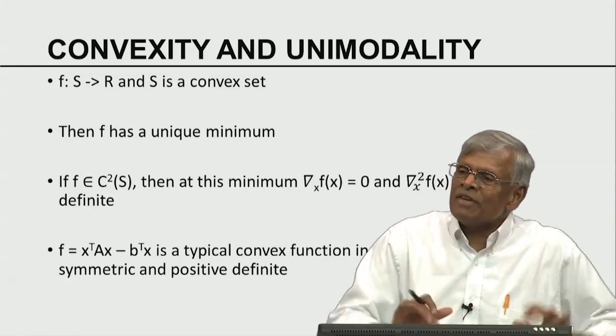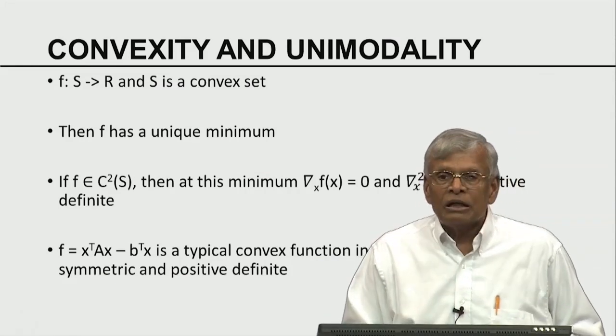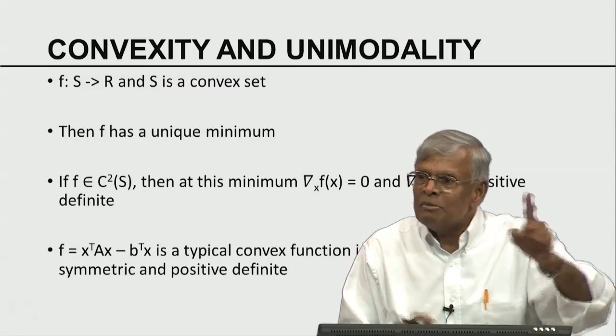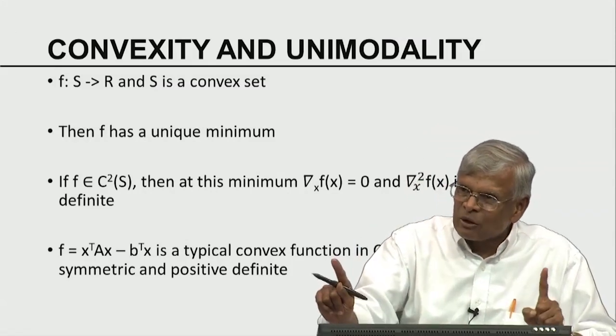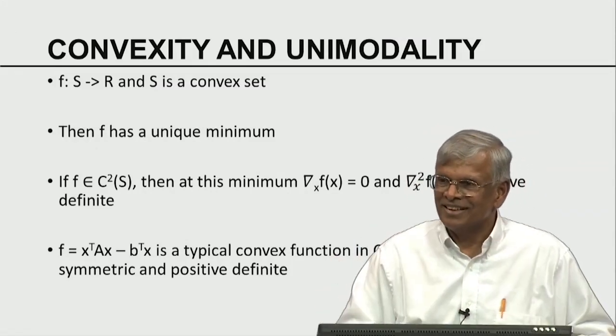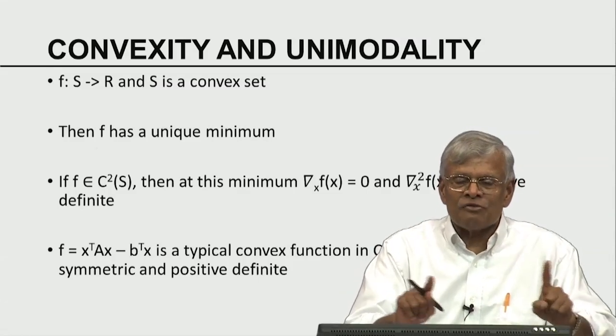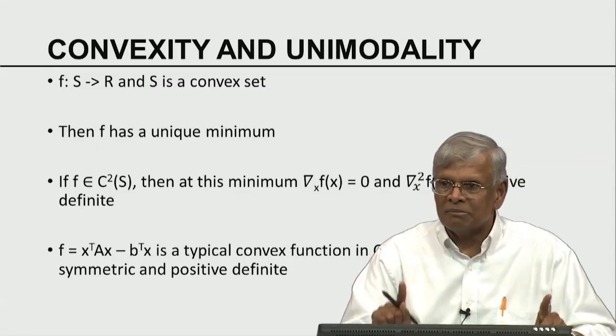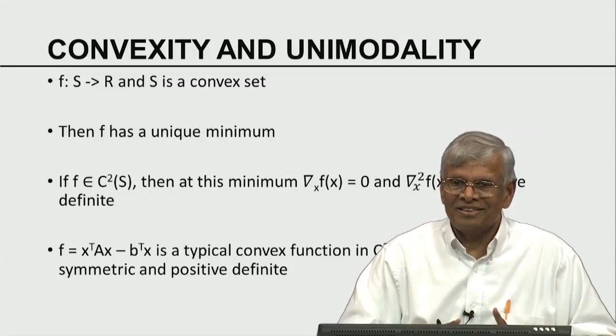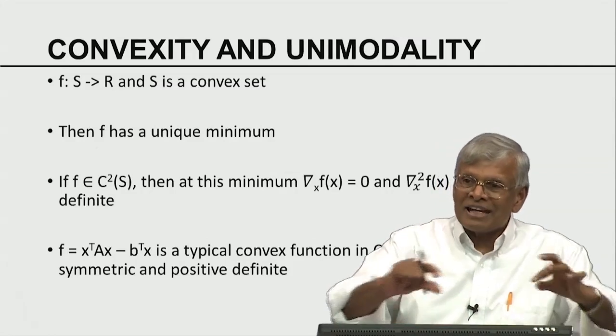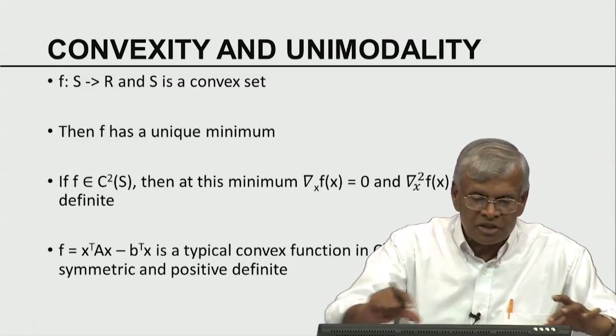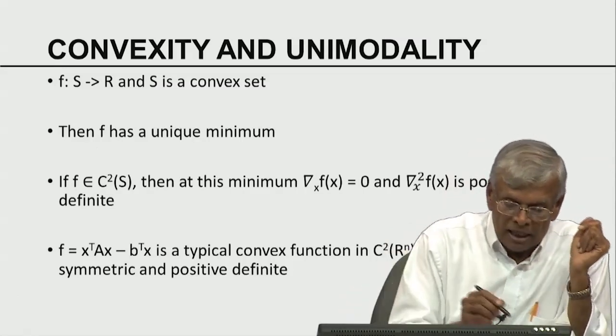So why are we interested in convexity? You earlier talked about unimodality. Unimodality and convexity are close cousins of each other. Unimodality refers to functions with a unique global minimum. Unimodal problems are easier. So unimodality and convexity are intimately associated with each other. So let us talk about this now.